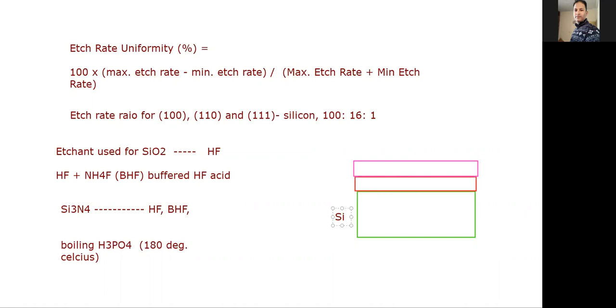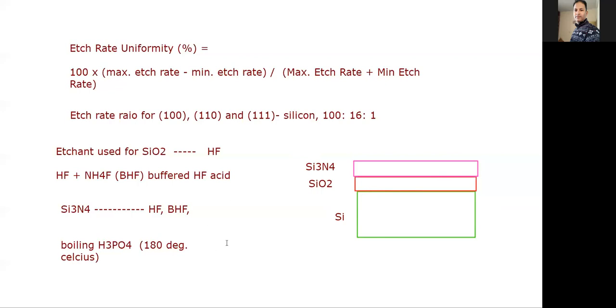Okay, if we want both materials to be etched from there, then that is fine. But let's assume the situation is that we want our oxide to be untouched, and we want our silicon nitride to be removed. Something like this: we have a stack of layers, silicon nitride over oxide, and oxide over silicon, and we want to etch silicon nitride but not SiO2.